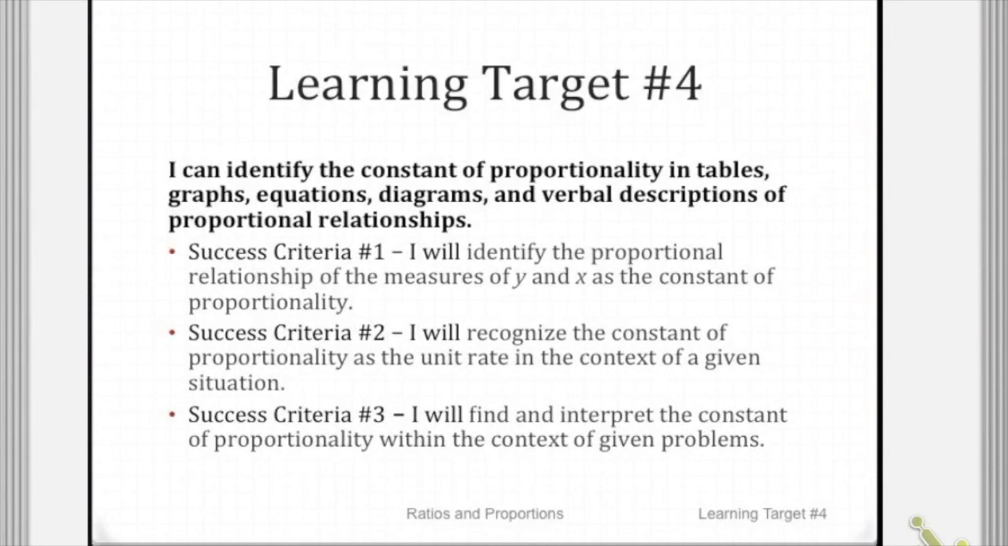Learning target number 4. I can identify the constant of proportionality in tables, graphs, equations, diagrams, and verbal descriptions of proportional relationships. Success criteria number 1. I will identify the proportional relationship of the measures of y and x as the constant of proportionality. Success criteria number 2. I will recognize the constant of proportionality as a unit rate in the context of a given situation. Success criteria number 3. I will find and interpret the constant of proportionality within the context of given problems.